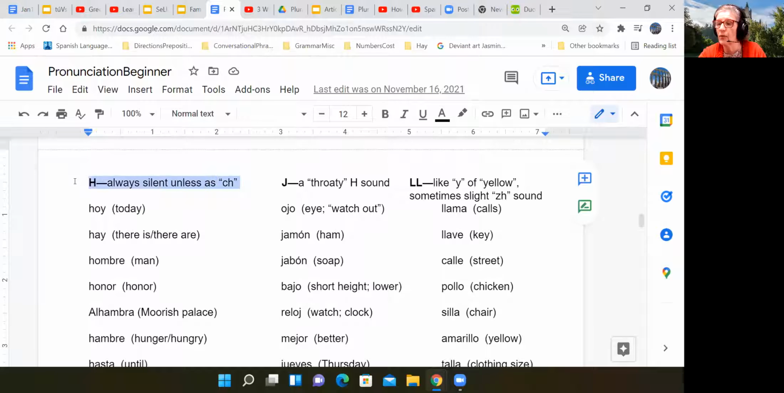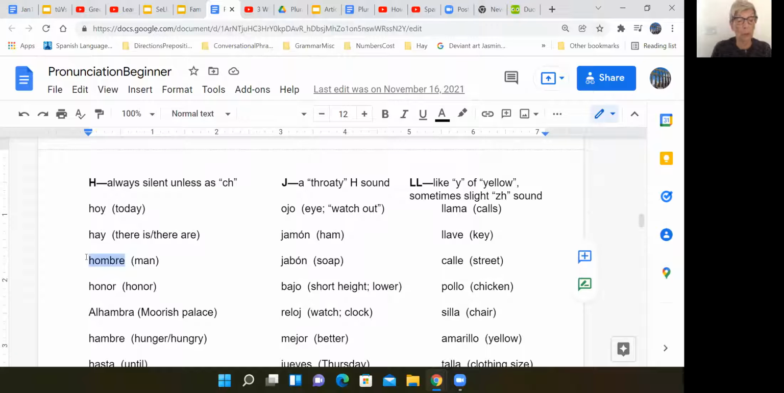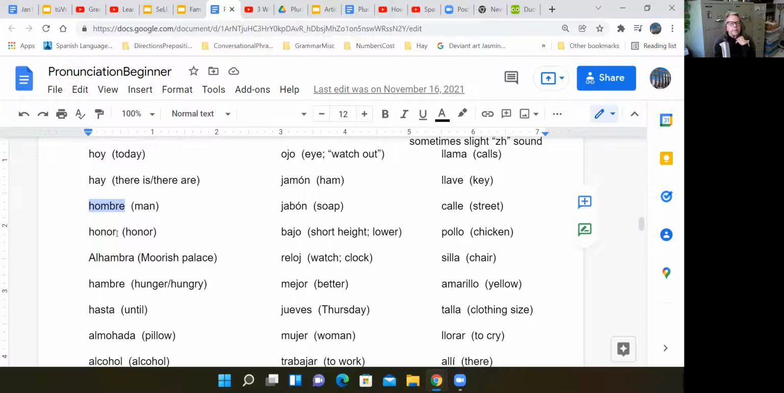But here's something where you're going to be really misunderstood if you mess up. The H is always silent unless it's that CH combination. So when you see an H written out, we ignore the H unless it's a CH, okay? Hombre. It's really important that that is hombre. Hombre, man. Honor. No matter where the H is, we act like it's not there.